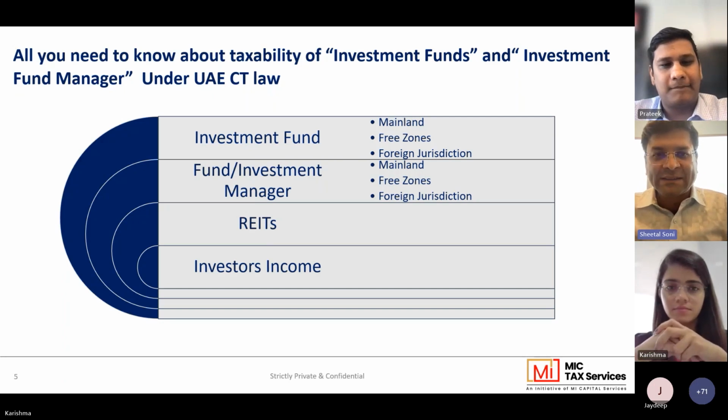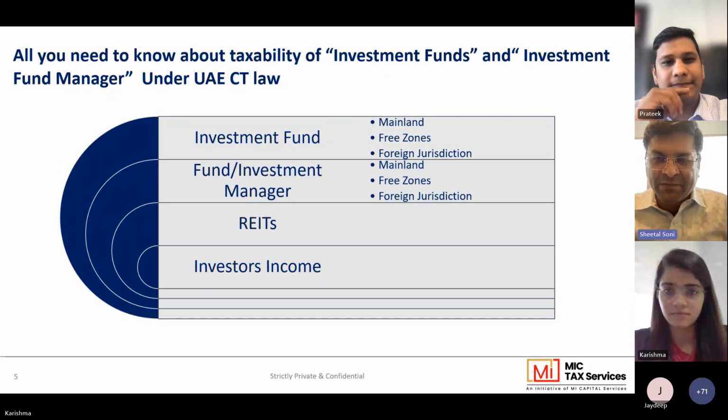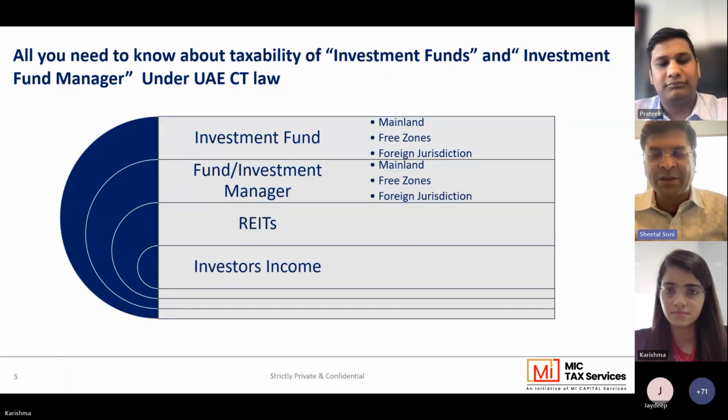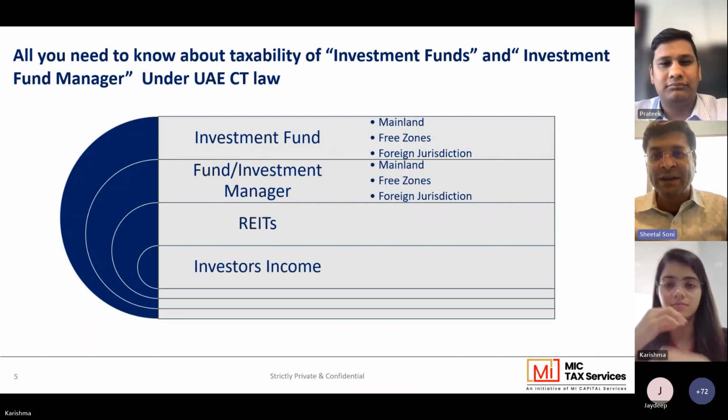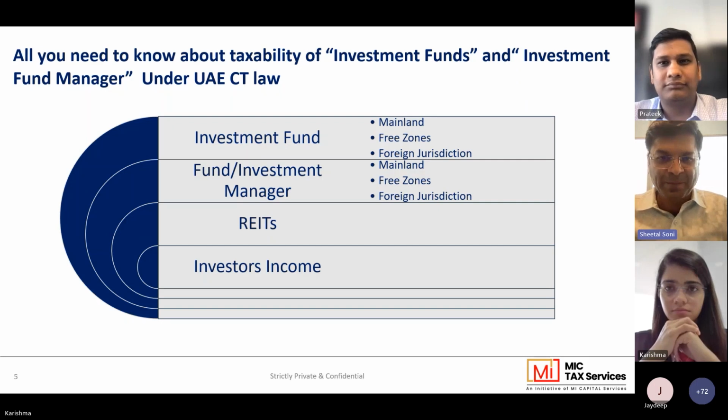Also, a typical fund has an investment manager. Again, within these 3 categories: an investment manager registered in UAE mainland, and we'll get to know by the end of this presentation about the taxability of it; an investment manager registered in free zones, whether DIFC or ADGM; and an investment manager registered in a foreign jurisdiction. There might be certain cases where an investment manager registered in a foreign jurisdiction might get into UAE taxation as well, right? So we'll cover what all those instances can potentially be.